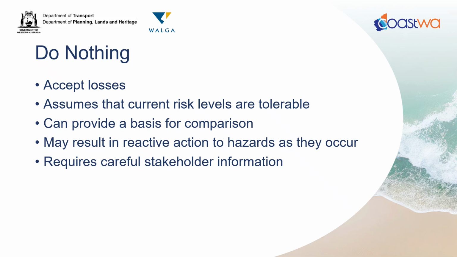So what are our cost benefits, for instance, between doing nothing and completing works? And this may result in reactive action to hazards as they occur. So for instance, we do nothing, we start to lose a section of beach access path and we remove it as it occurs rather than planning for it preemptively. This requires really careful stakeholder information and engagement to let them know that this is the approach which is being taken rather than getting those really reactive responses to, for instance, erosion impacting assets.